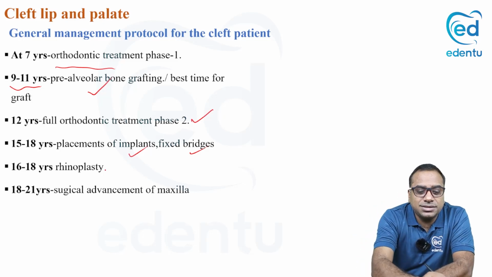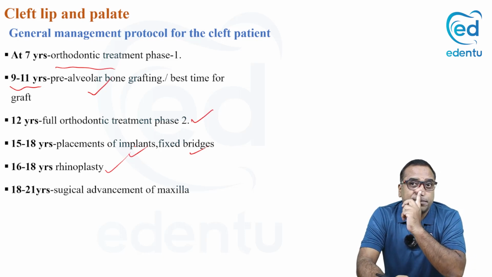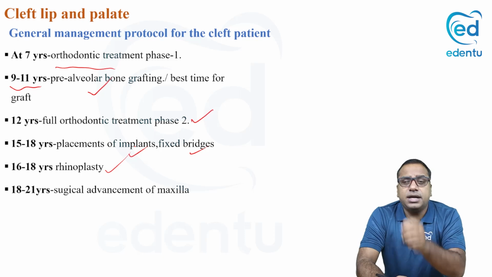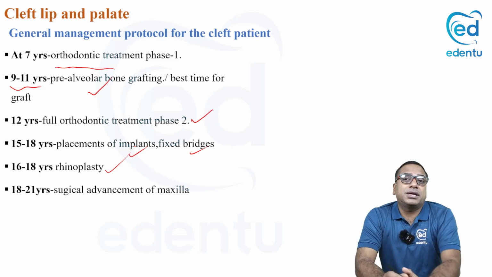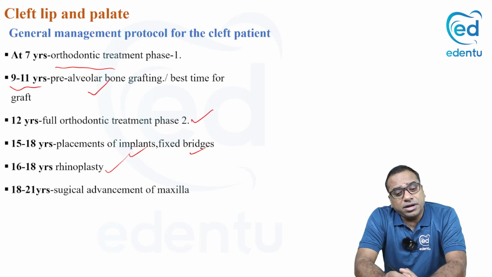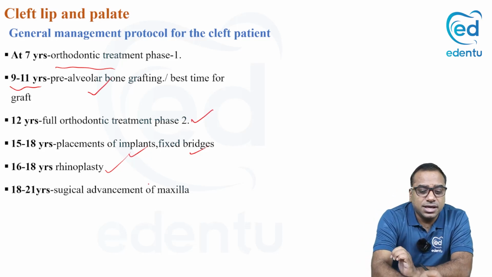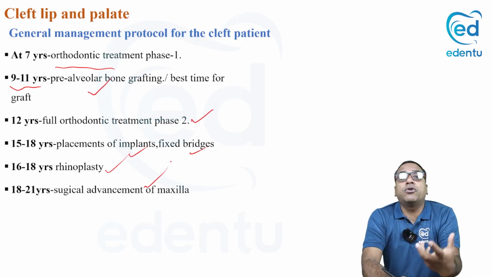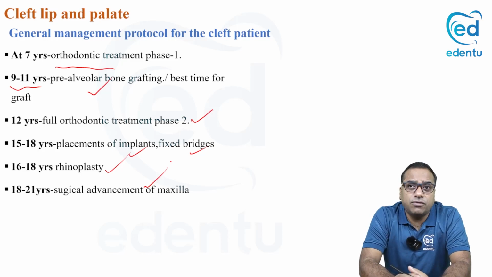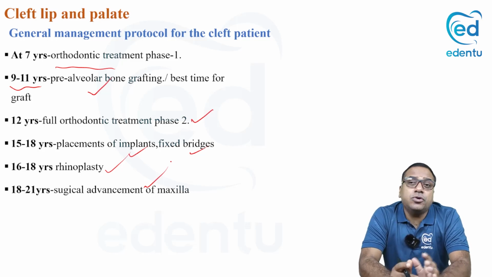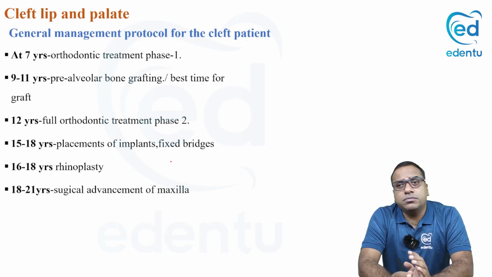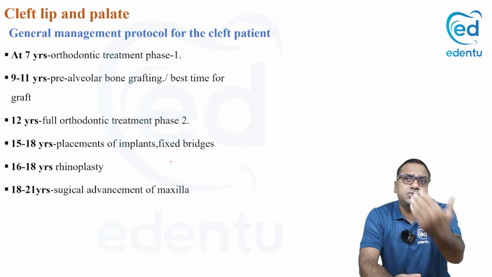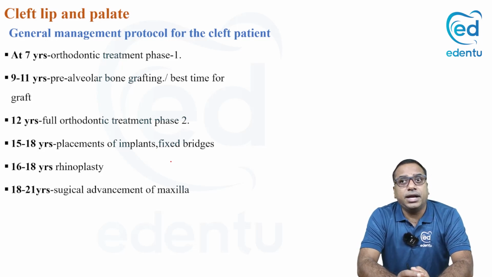Then 16 to 18 years, rhinoplasty. If the nasal septum is deviated, you can bring it back to normal. Rhinoplasty is at 16 to 18 years. So they will ask at what age rhinoplasty is conducted. And then at 18 to 21 years, you can go for orthognathic surgery, surgical advancement of the maxilla. You can do a Le Fort 1 surgery and pull it forward. So that can be done at 18 to 21 years of age. So from the time the child is born till 21 years, you have to be on constant vigil and make sure the treatments are done at frequent intervals.